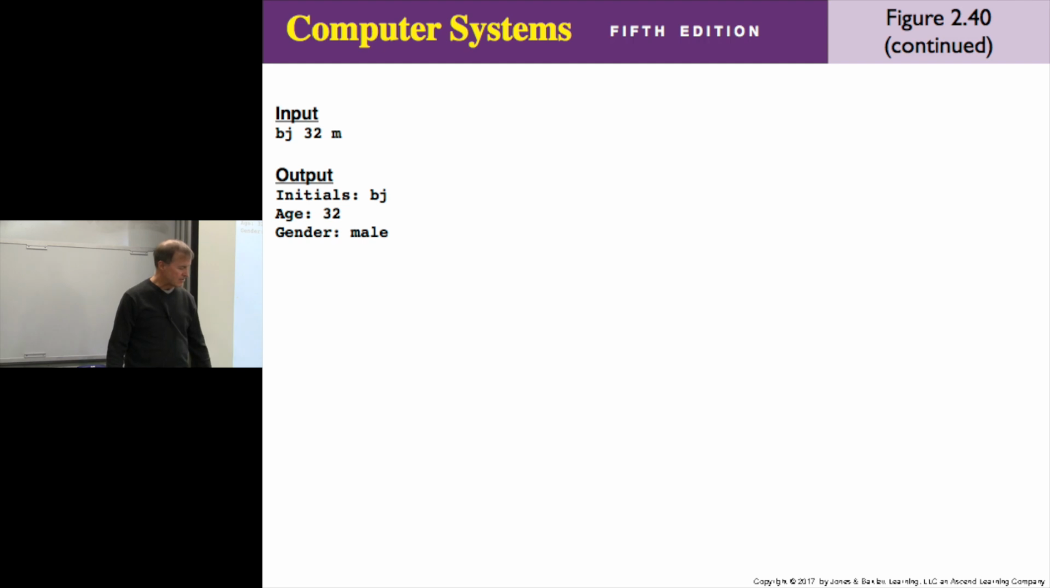And then here's a little run of the program in figure 2.40. BJ32M, the output is initial, it reads the input and just echoes it. Initials BJ, age 32, gender male.